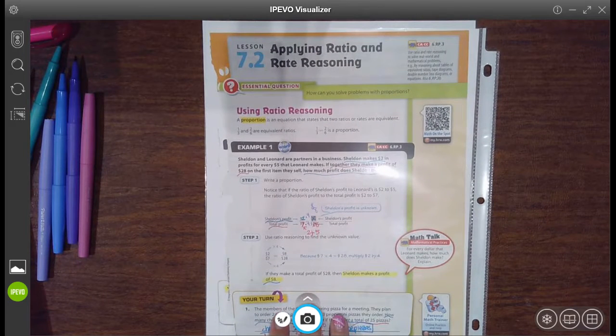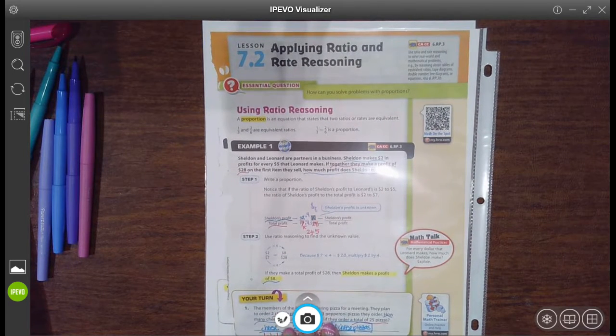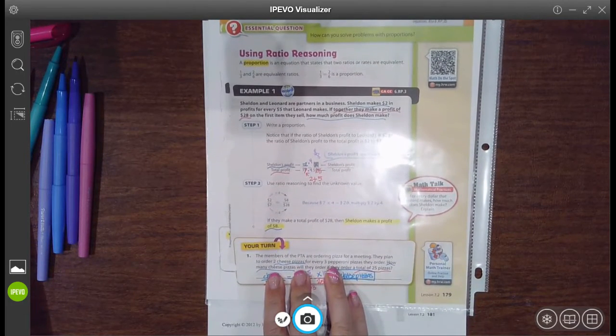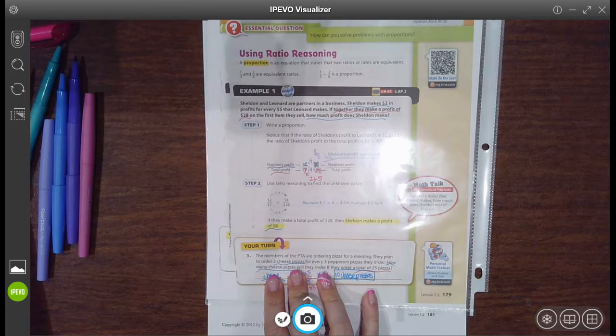See if you can use that to try and solve this problem at the bottom. It says the members of the PTA are ordering pizza for a meeting. They plan to order 2 cheese pizzas for every 3 pepperoni pizzas that they order. So you would think it's cheese to pepperoni. But then it says how many cheese pizzas will they order if they order a total of 25 pizzas. So actually they want me to focus on cheese, and I'm going to have to use total. So I have cheese to total.